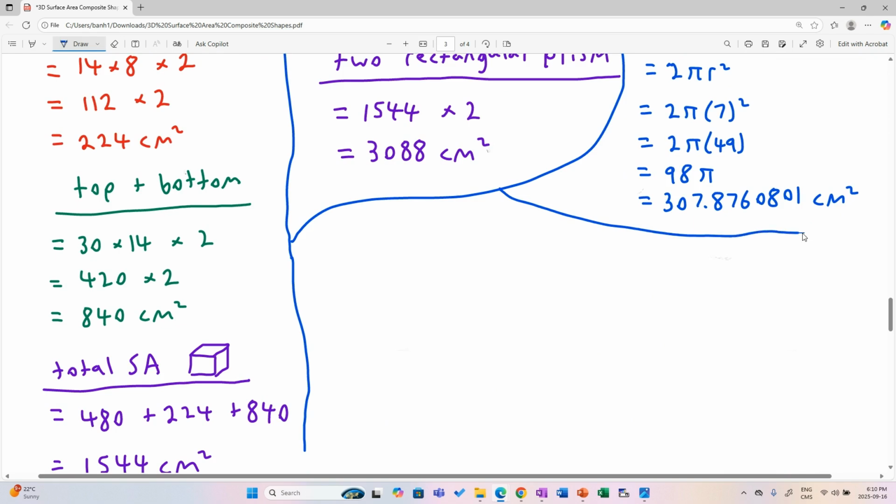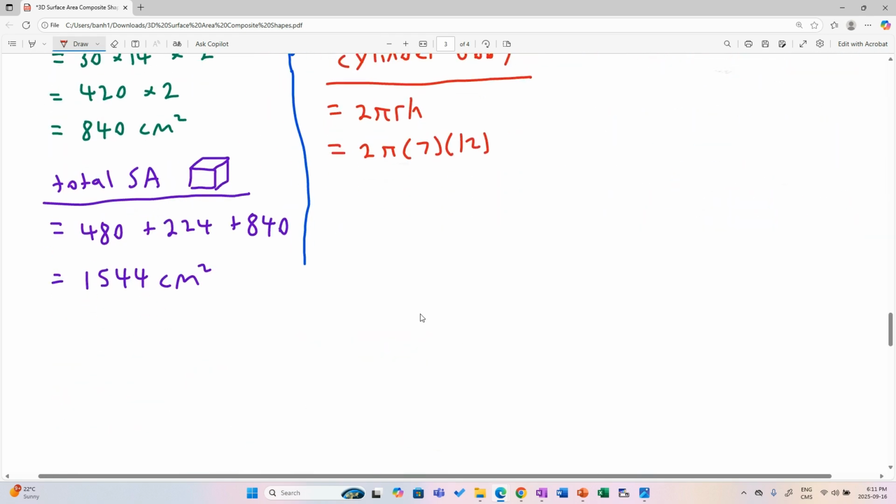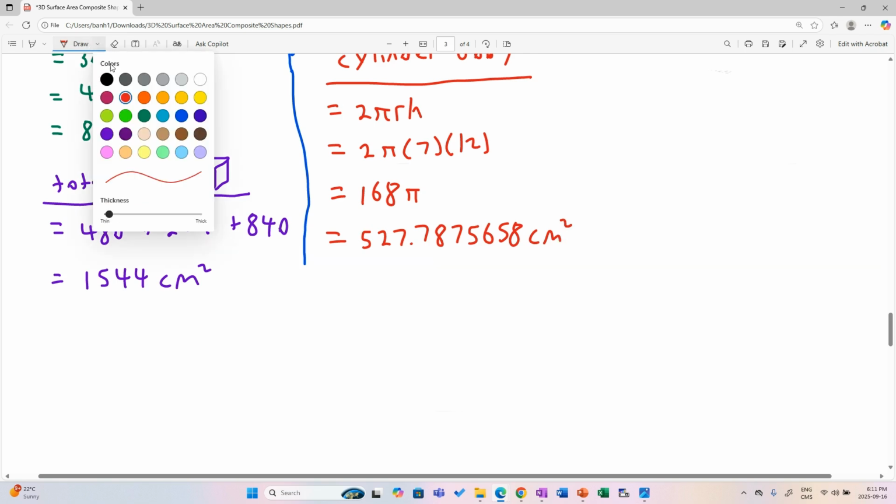I'll call this the cylinder body. It's going to be defined as 2 pi r h. In this case, r is 7 and height is 12. So I simply have to multiply those together. If I multiply everything together, I should get 168 pi. And 168 times pi is going to be 527.7875658 centimeters squared.